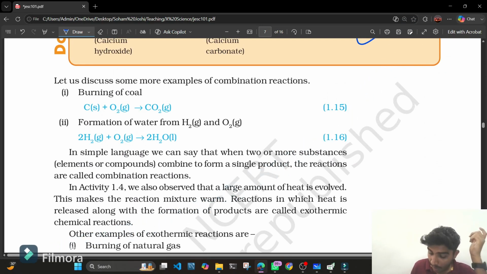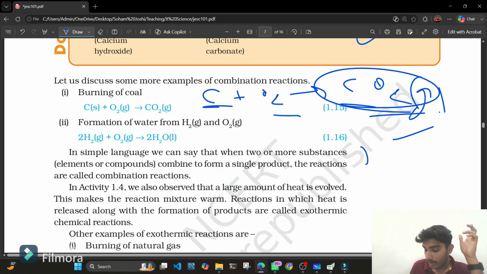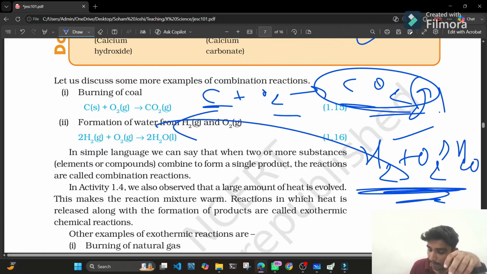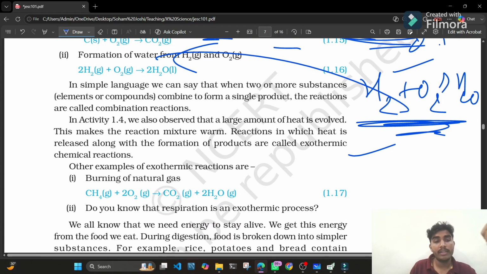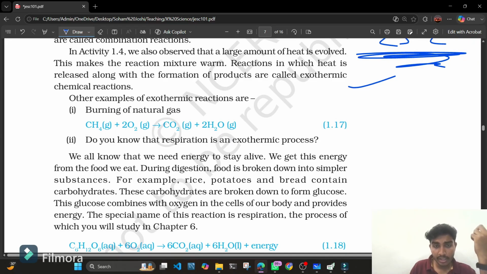More examples are the burning of coal. Basically, when we burn coal, carbon plus oxygen gives carbon dioxide. Carbon dioxide gas is released. Okay, that is the product formed. Two reactants, one product. Combination reaction. Next is the formation of water from hydrogen and oxygen. Basic reaction. When we combine hydrogen and oxygen, we get H2O. This is not the balanced reaction. This is the balanced reaction. But yes, this is also a combination reaction because two or more reactants are reacting together to form a single product. Therefore, these types of reactions are called combination reactions.